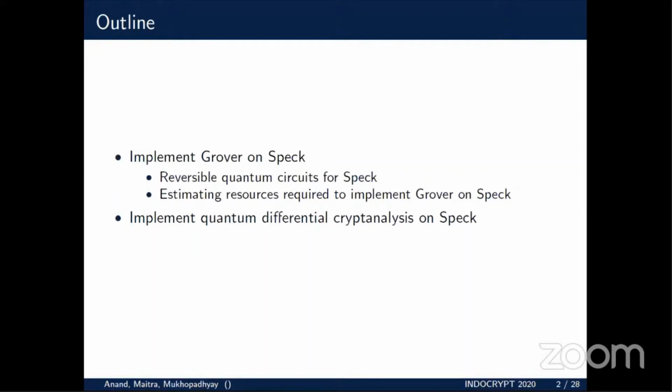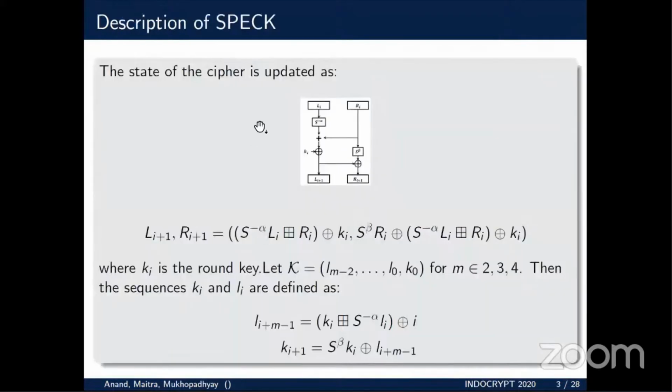So we know that in SPECK, the state of the cipher is updated something like this, and the round is this, and the key sequence is created like this.